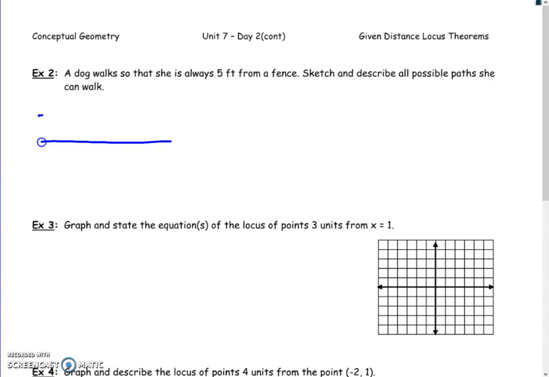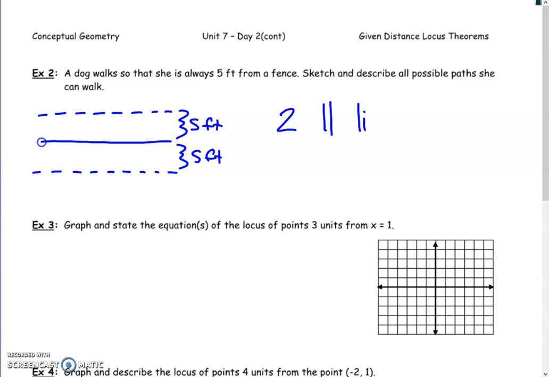So you could walk 5 feet on this side of the fence. Indicate that distance there is 5 feet. Or you could walk 5 feet on this side of the fence. And it doesn't matter. You could draw this vertically, horizontally, at a slight angle. As long as all 3 of those lines are parallel, it doesn't matter how you draw it. If you visualize it up and down, that's fine. So now we have to describe. Here's the description. 2 parallel lines, each 5 feet from the fence.